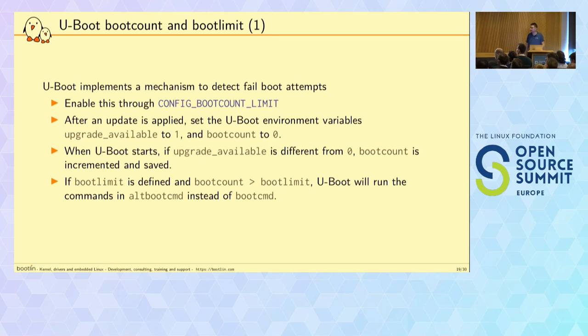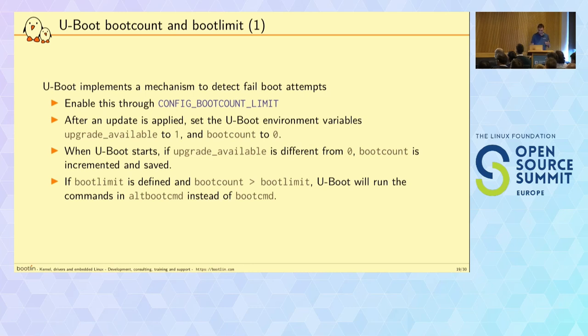So there's a nice mechanism that I wasn't aware of in U-Boot to detect the failed boot attempts. You enable this through CONFIG_BOOTCOUNT_LIMIT. And if this is on, then after an update is applied, like from the script, from software update, whatever you do, you should set the U-Boot environment variables, like upgrade_available to 1. So you do that from Linux. And bootcount to 0. I'll show you how to do that from Linux.